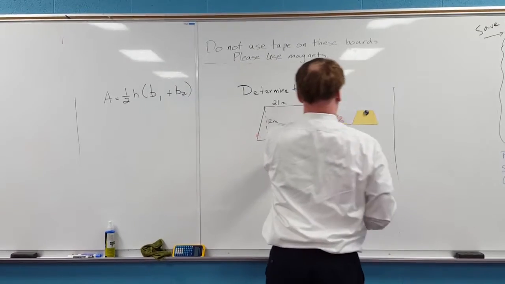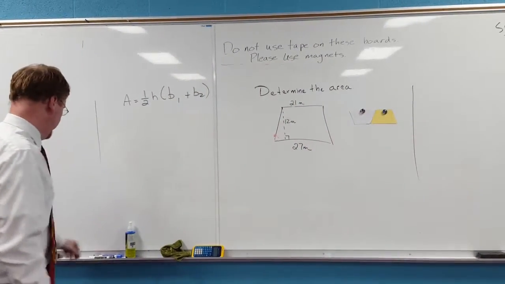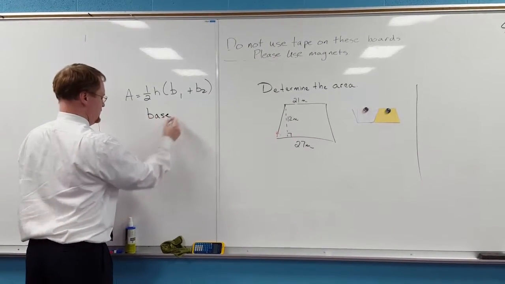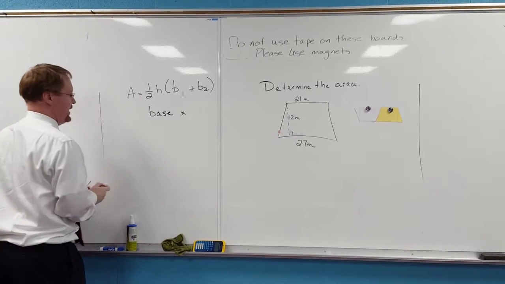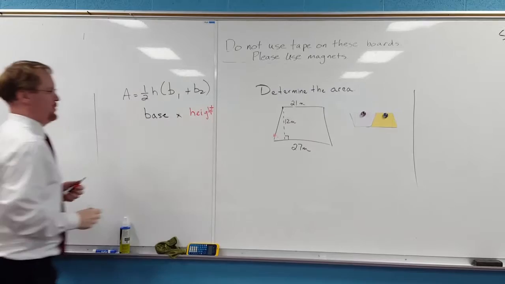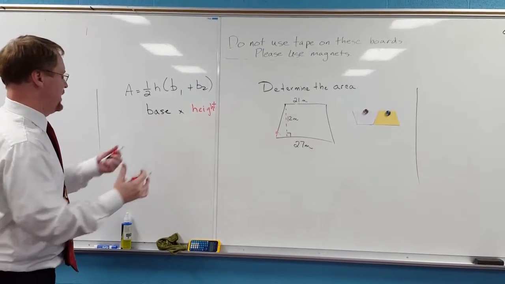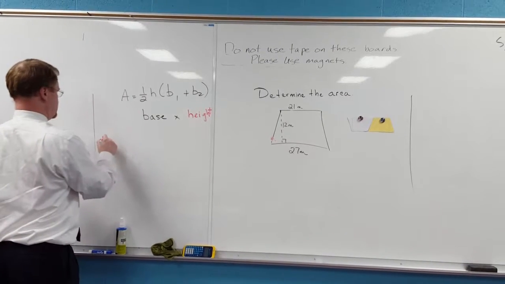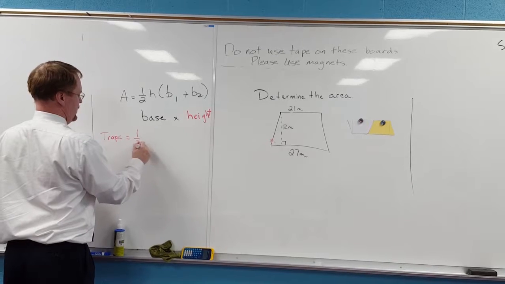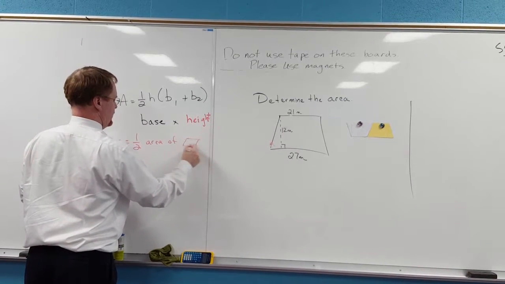So we can kind of see that, and that's sort of our reference point. Now, how do I find the area of that parallelogram? Well, the area of a parallelogram is base times the height. Okay, well, that's great. That's a parallelogram, but what about a trapezoid? Well, one of those trapezoids is half the area of that parallelogram. So I'll abbreviate trapezoid is equal to 1/2 the area of the parallelogram.